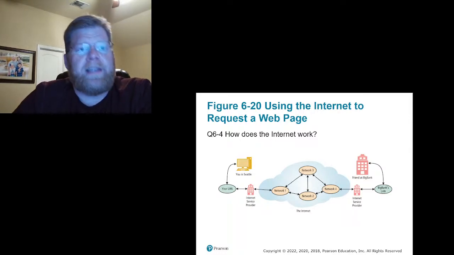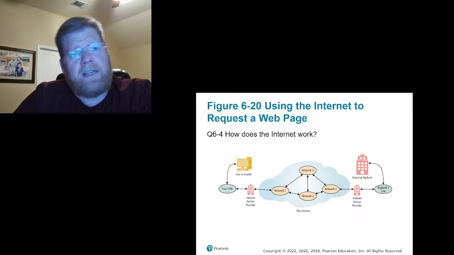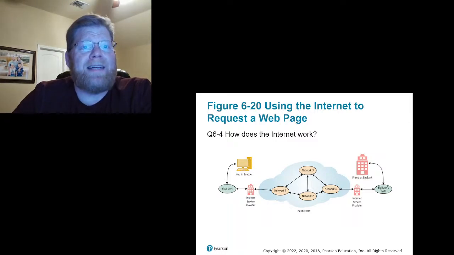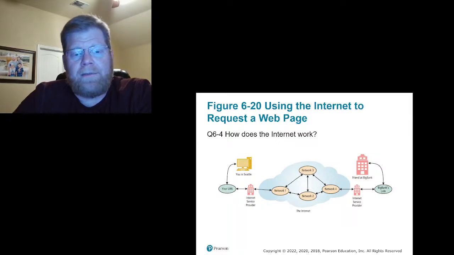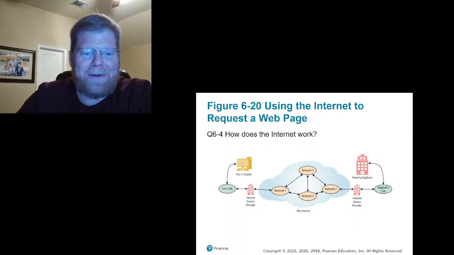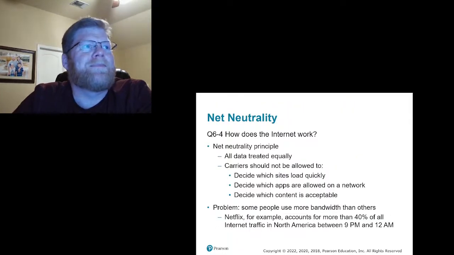And then you get to that internet service provider on the other side, big bank's local area network, and then you get to the friend at big bank. So that's a rudimentary pictorial representation of how it works.